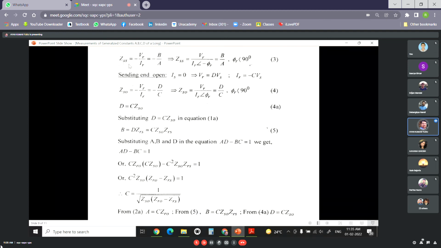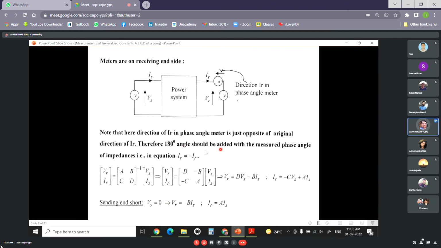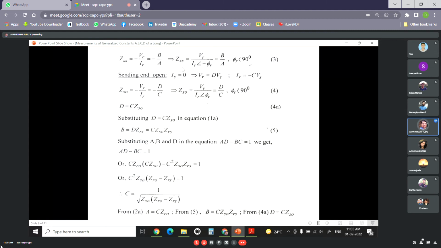So sending end short will be equal to how much? VR by IR angle minus phi R. Please note that this phi R is less than 90 degrees, and this minus sign is going away because there is a 180-degree phase shift to be added with the value of IR. That's why we are getting ZSS equal to B by A, not minus B by A. Understood why this negative sign is going away?